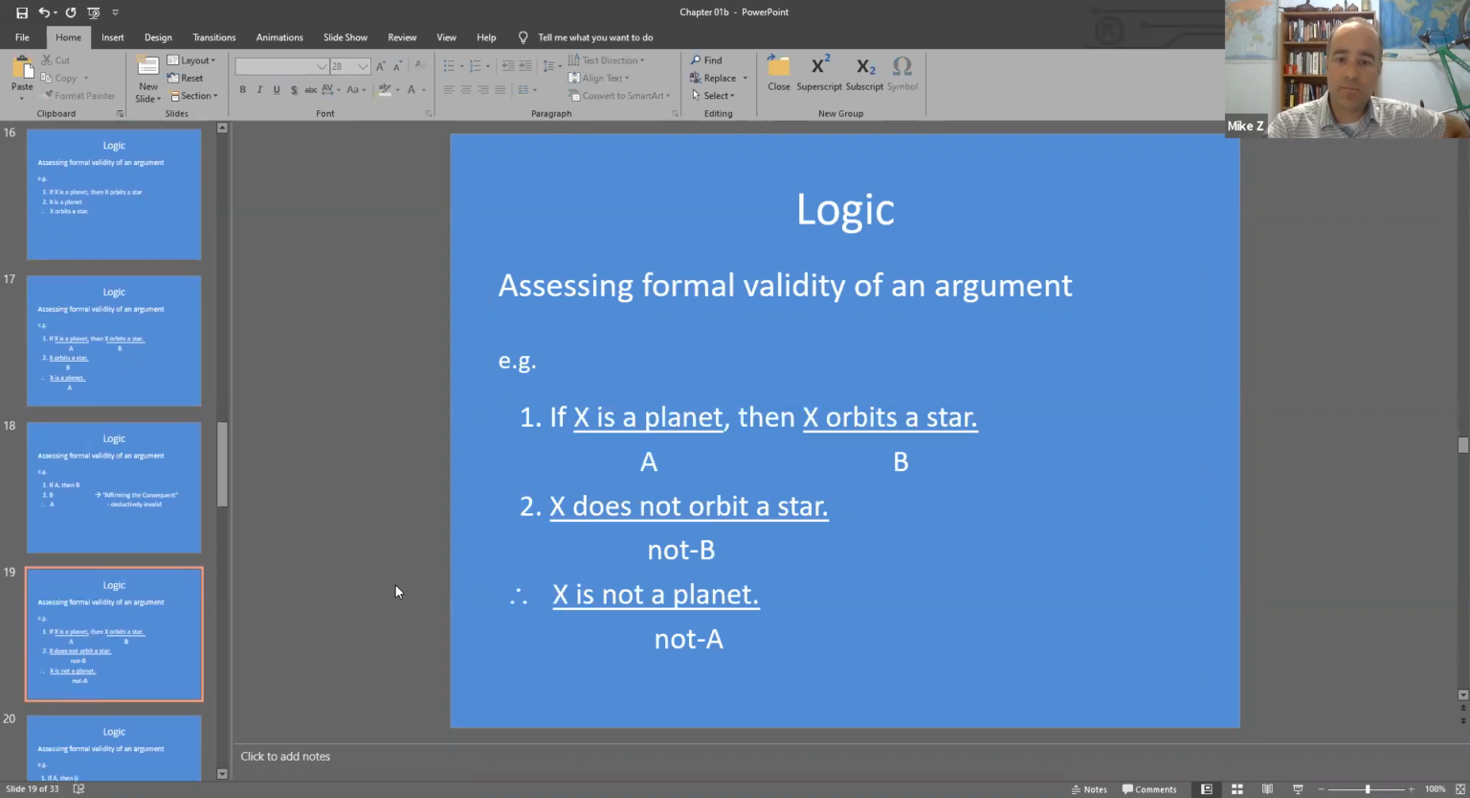Okay. Just a couple other quick examples here. Same basic thing, but just a different argument form that we're going to end up with. So X is a planet, that's still just labeled as A. X orbits a star, still just labeled as B. Now we've got a negative in the second premise. It's a negative version of the consequent statement, so we put in not B. And then the conclusion is a negative version of the antecedent statement, so we say not A.